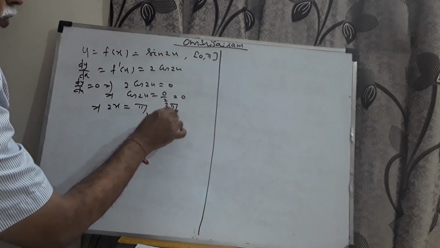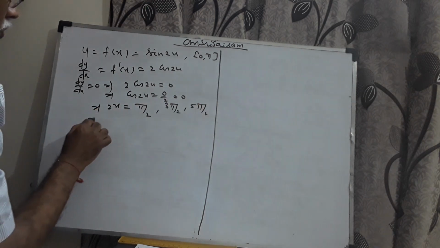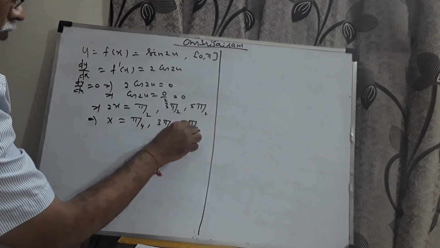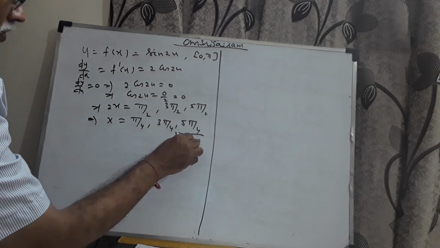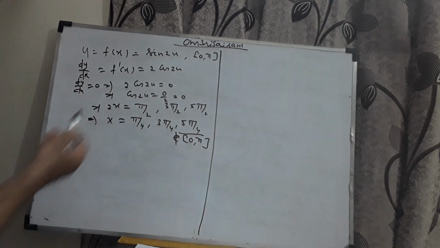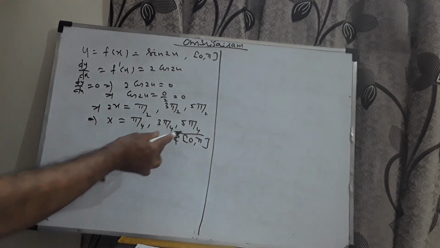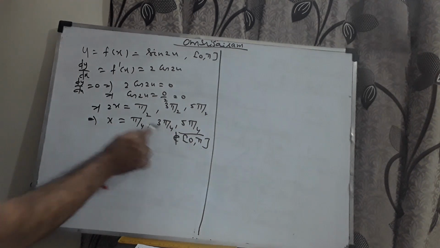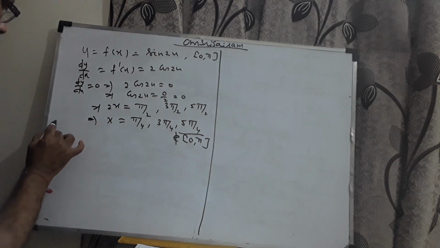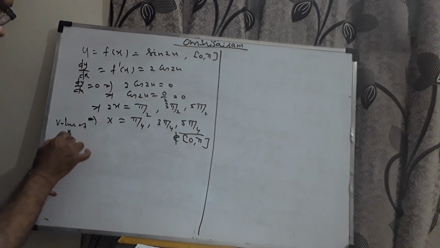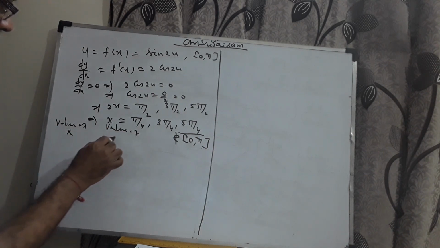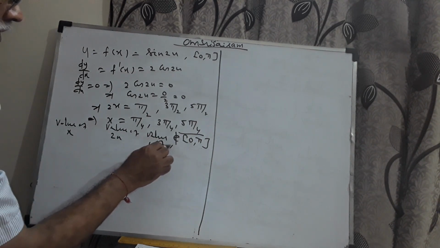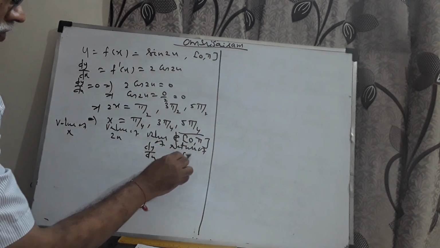Therefore, going up to 5 pi by 2, x is pi by 4, 3 pi by 4, 5 pi by 4, but this last value does not belong to 0, pi. Pi by 4 is 45 degrees, and 5 into 45 degrees is 225 degrees, beyond 180 degrees. Therefore, I have to take only these two values. Then I'll take a tabular column like this: value of x, value of 2x, then value of dy by dx, then nature of f of x.